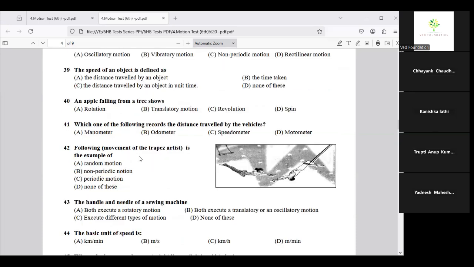42. Following movement of trapeze artist is the example of. Movement of trapeze artist is the example of periodic motion. So correct answer is option C. Their motion is periodic motion.